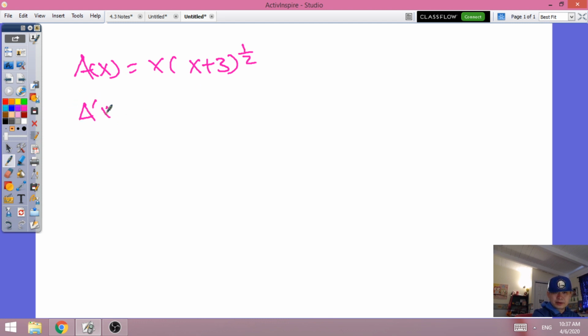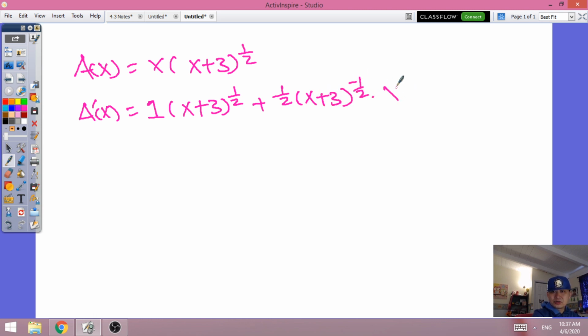So a prime of x: the derivative of x, which is 1, times the second function, the radical function, plus the derivative of the second function. So it's 1/2 times x plus 3 to the power of negative 1/2, times the first function, which is x. So that would give you the first derivative.